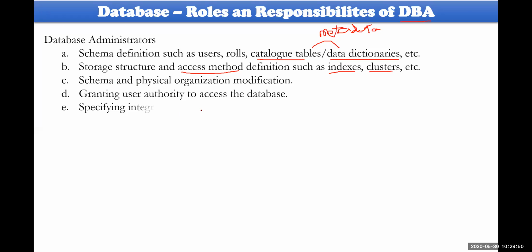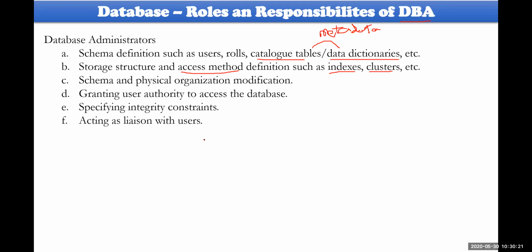Then, for any integrity constraints, for any incoming data for our database, those integrity constraints will be defined by the database administrator. Everything is available with the DBMS, but where exactly a constraint will work, he checks thoroughly, and he enforces such constraints on that particular data item within the database. It is done by the DBA.